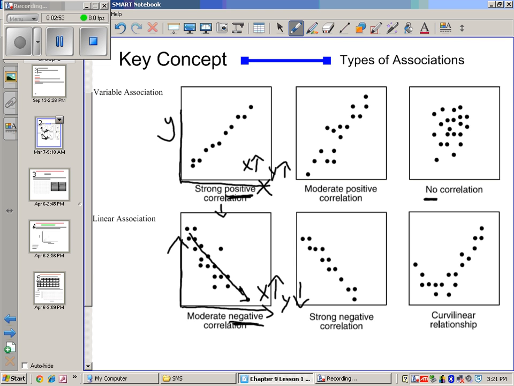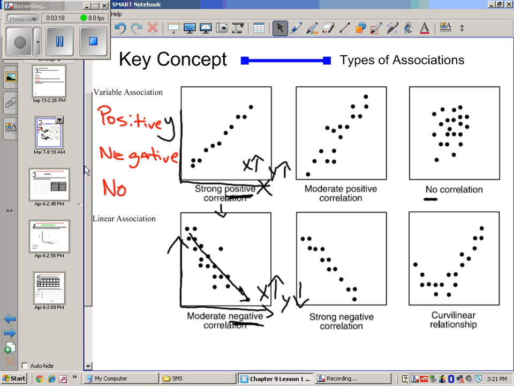And those are types of variable associations. So we have positive, negative, and no association. Okay, make sure you understand the concept of those three. If not, replay the video or have questions ready for class in the morning.